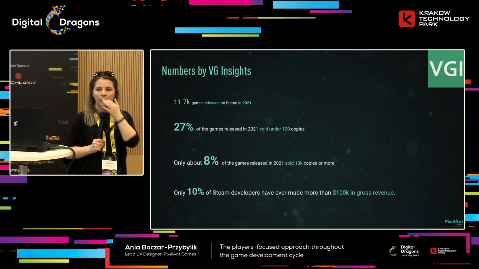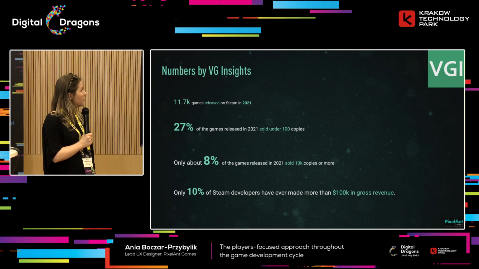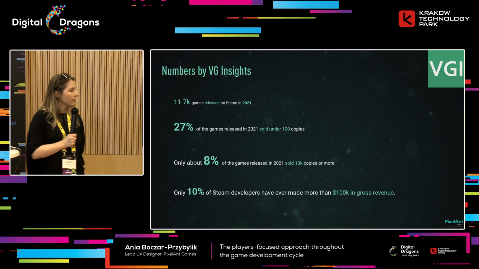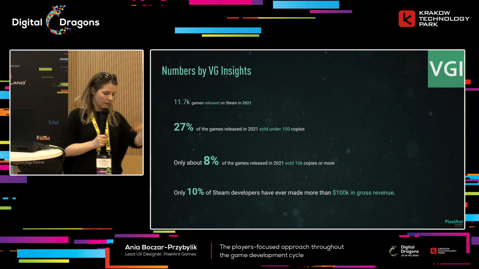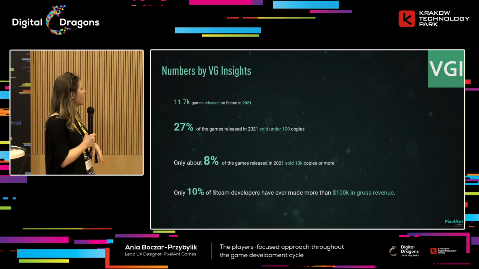Okay, now a couple of numbers from VG Insights, because I like working with numbers. VG Insights is a platform that provides information from Steam. They gather data and then they create reports. And this is quite interesting, I think.